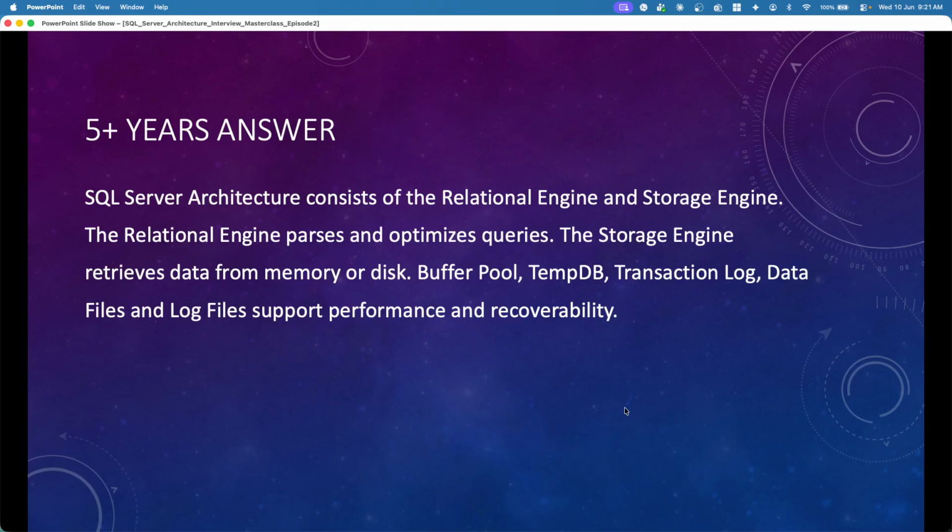For example, if you are a 5 years experienced DBA, how do you need to answer like a pro to impress the interviewer? You can say, SQL Server Architecture consists of relational engine and storage engine. The relational engine parses and optimizes the query. The storage engine retrieves the data from memory or disk. Buffer pool, TempDB, transaction log, data files and log files support performance and recoverability.